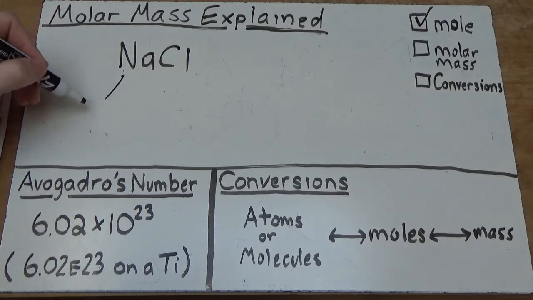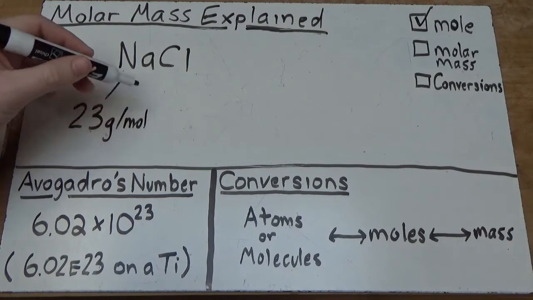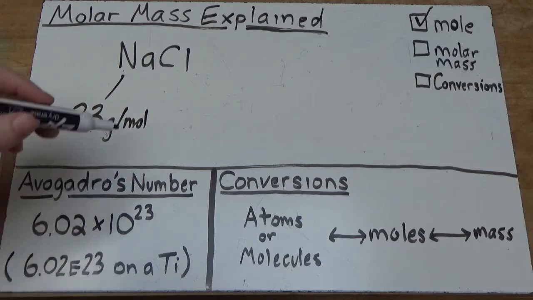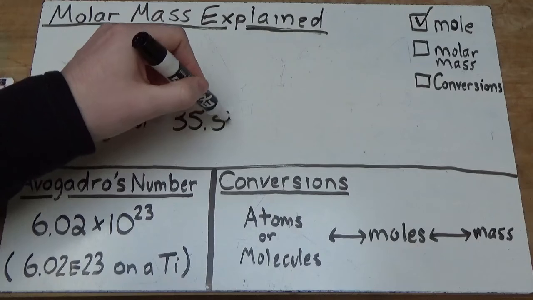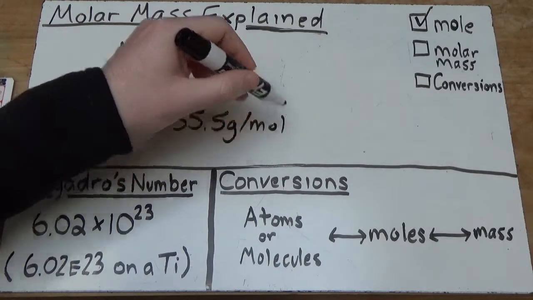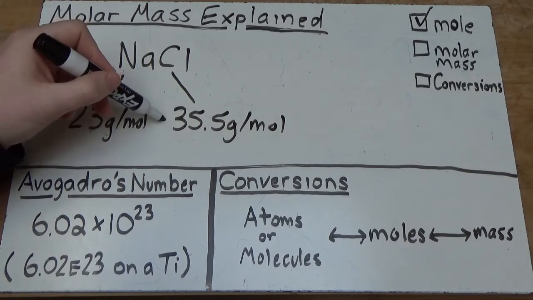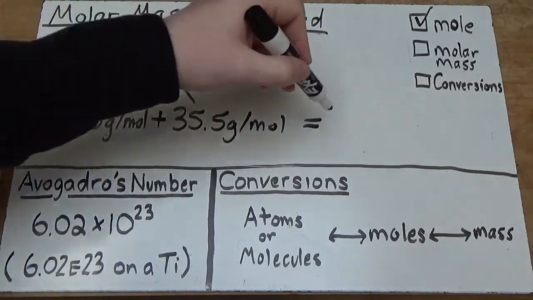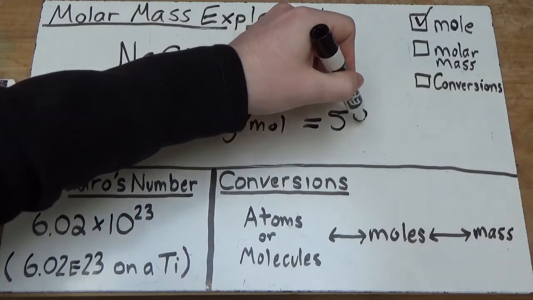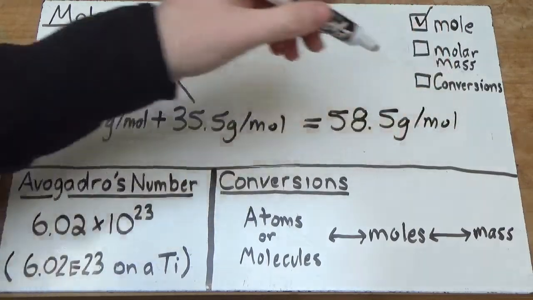Sodium has a molar mass of 23 grams per mole. Chlorine has a molar mass of 35.5 grams per mole. So if I want to know what sodium chloride weighs per mole, I'm simply going to add up these numbers, and I'm going to get 58.5 grams per mole.